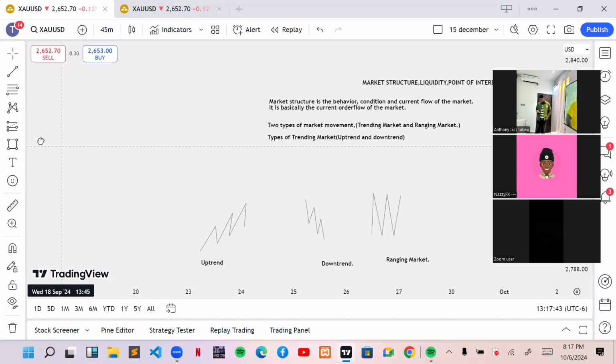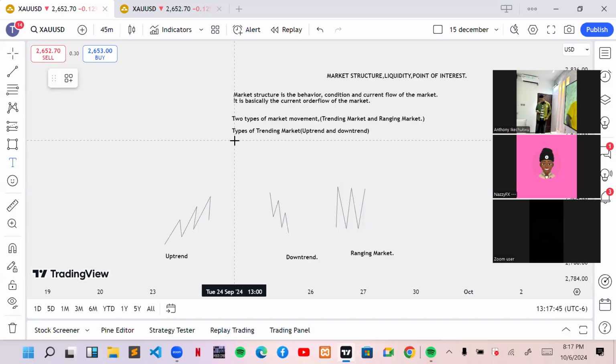Now, market structure shifts. The two things I look out for while picking the structure part of the strategy are market structure shifts and break of structure. So a market structure shift is an indication that a current trend is about to end and a new one is about to begin in the opposite direction.